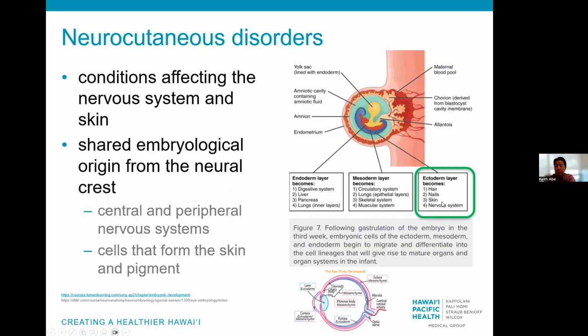And sometimes patients ask me why we're looking at the skin so closely, and that's because often there'll be clues about the nervous system or the cause of problems in the nervous system. And similarly for the eye, the lens and the cornea and the retina also have ectodermal origins, and hence we see some of the manifestations for the neurocutaneous disorders there.